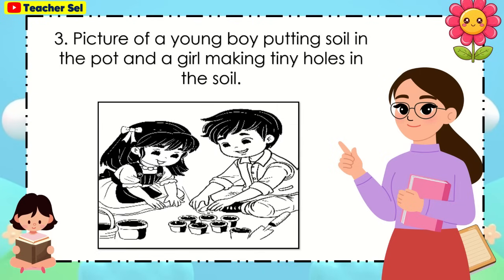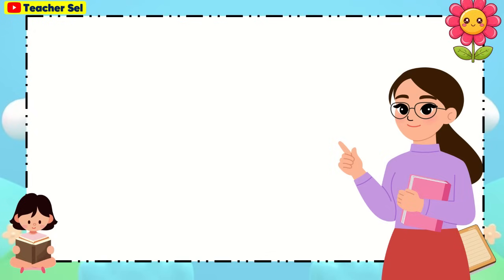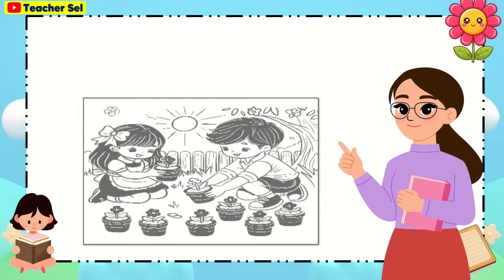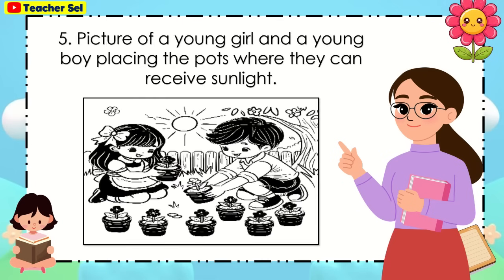Picture of a young boy putting soil in the pot and a girl making tiny holes in the soil. Picture of a young girl and a young boy putting seeds into the holes and covering them lightly with soil. Picture of a young girl and a young boy placing the pots where they can receive sunlight.